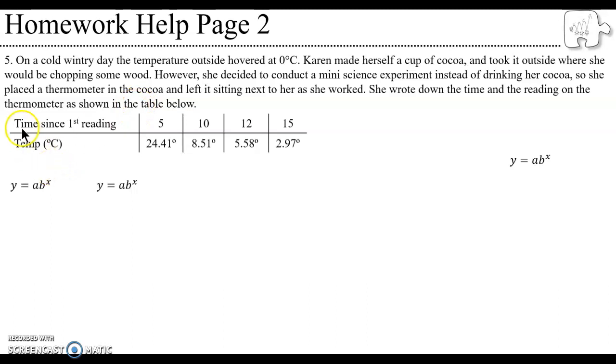In this table we have the time since the first reading. I presume these are minutes, like 5 minutes, 10 minutes, 12 minutes, 15 minutes. And then we have the temperature in degrees Celsius. So it starts out pretty warm at 24.41 degrees Celsius.